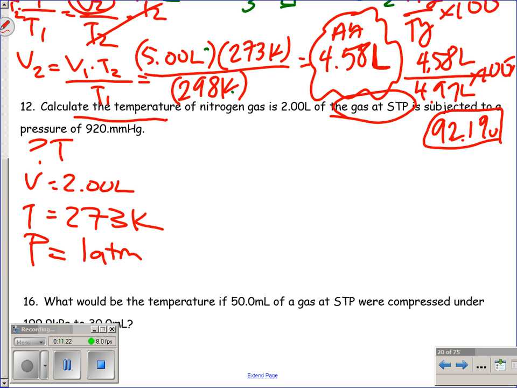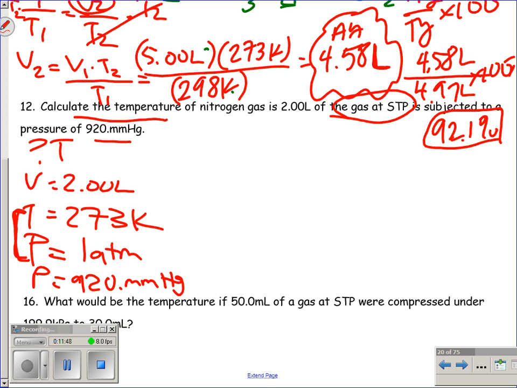Kilopascals? Well, you're going to have to convert it anyway. So just hold up. Normally I just go 1 atmosphere, 273 Kelvin, because it's the easiest thing to write. So what's the temperature of that gas at STP, which those were given collectively together, if it is subjected to a pressure of this? So now I'm writing a secondary pressure of 920 millimeters of mercury.